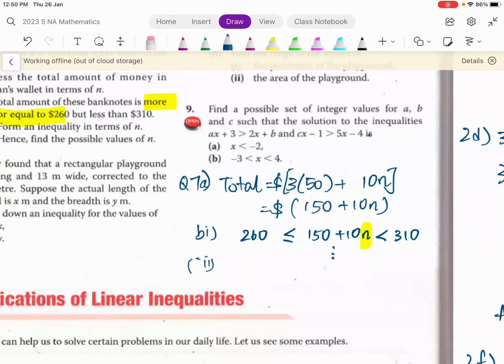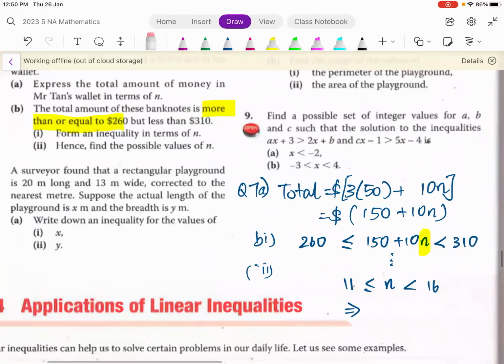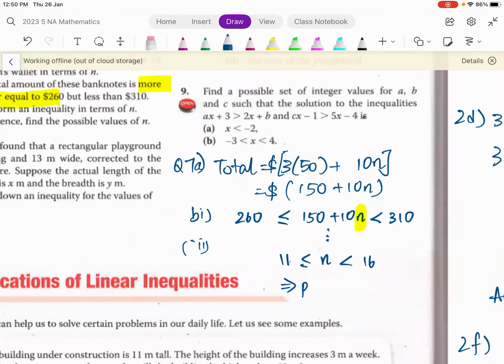Your inequality should look like this. N from 11 until 16. Is it correct? Okay, so N equals, what did they want? Possible values, okay. So possible values are 11, 12, 13, 14, and 15.